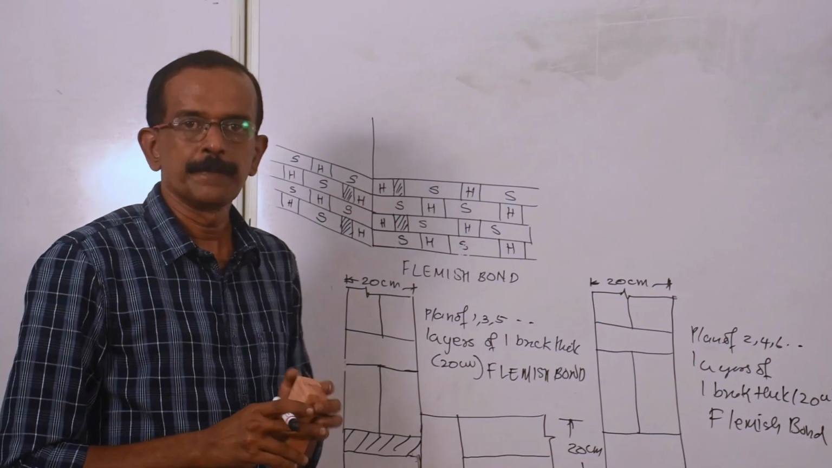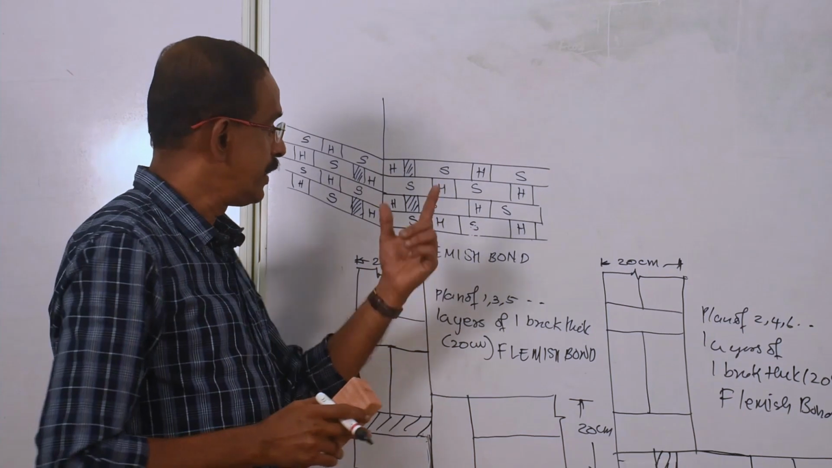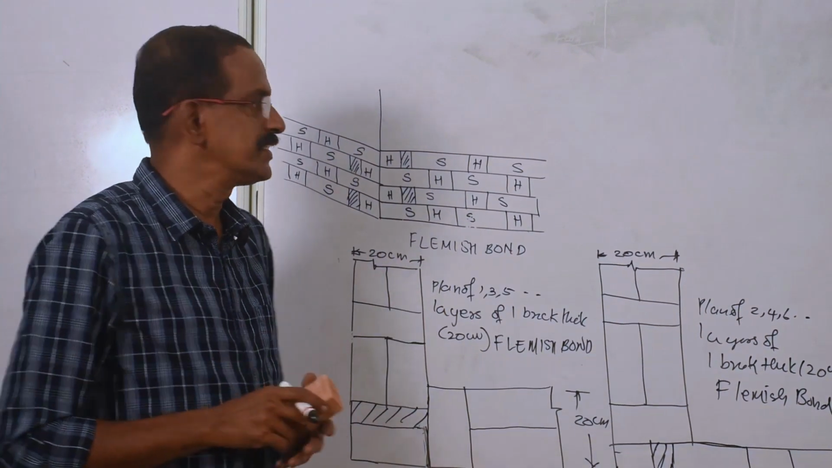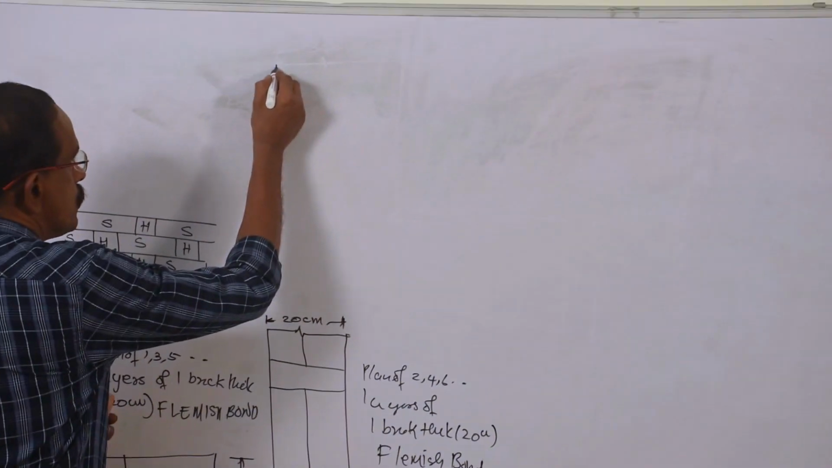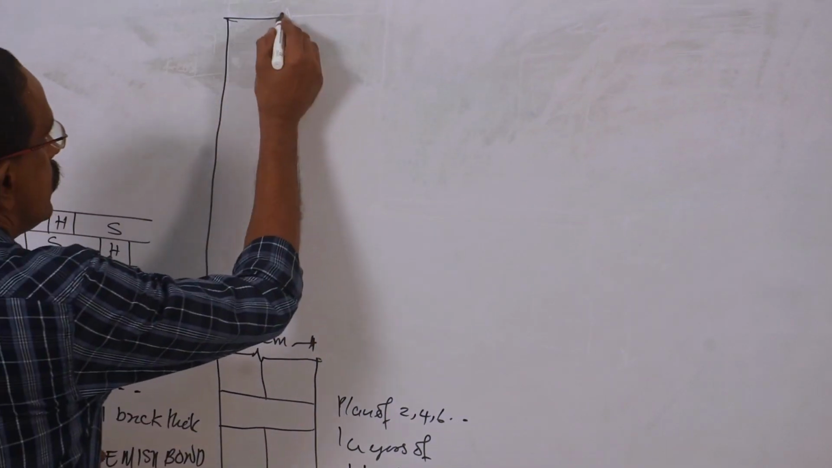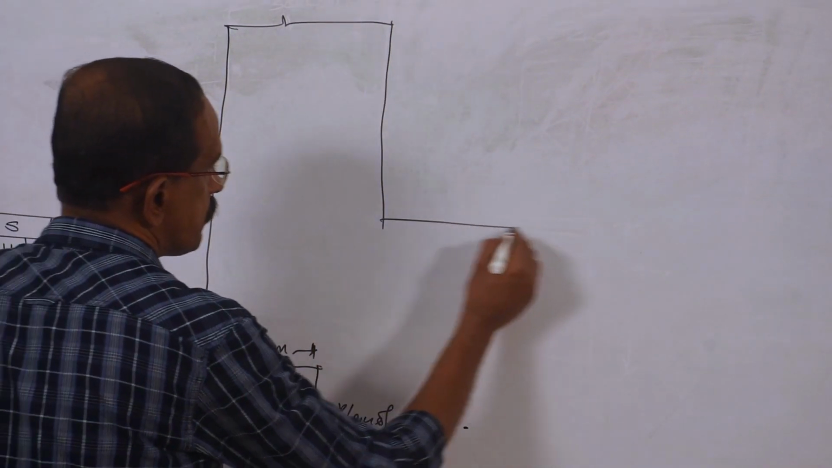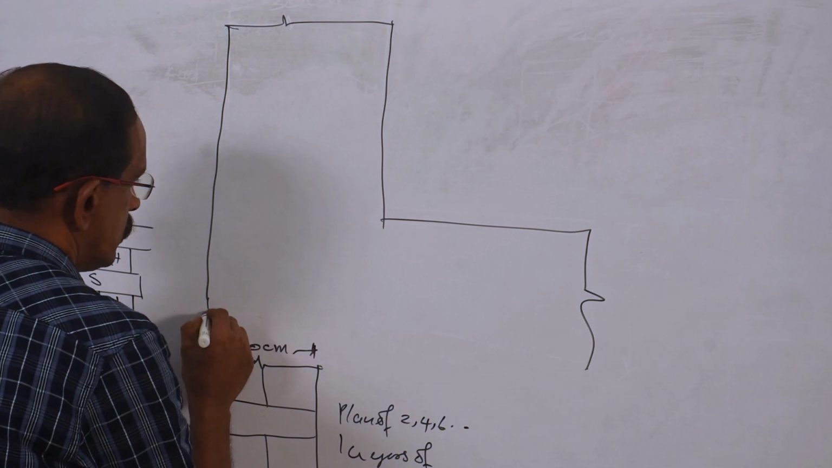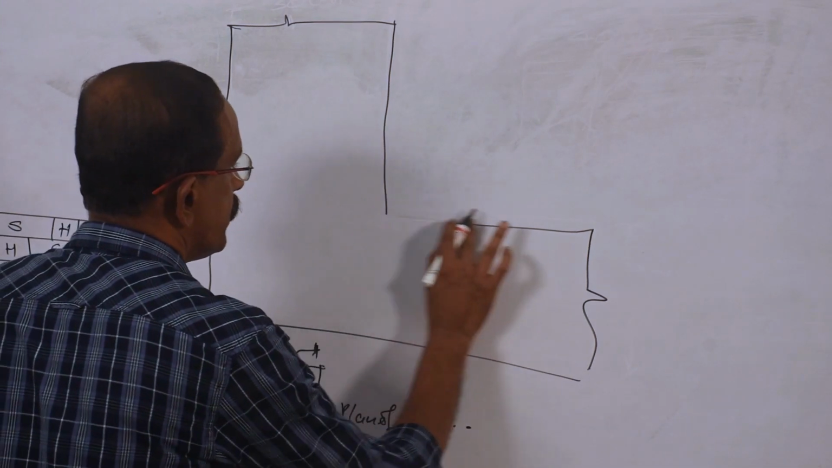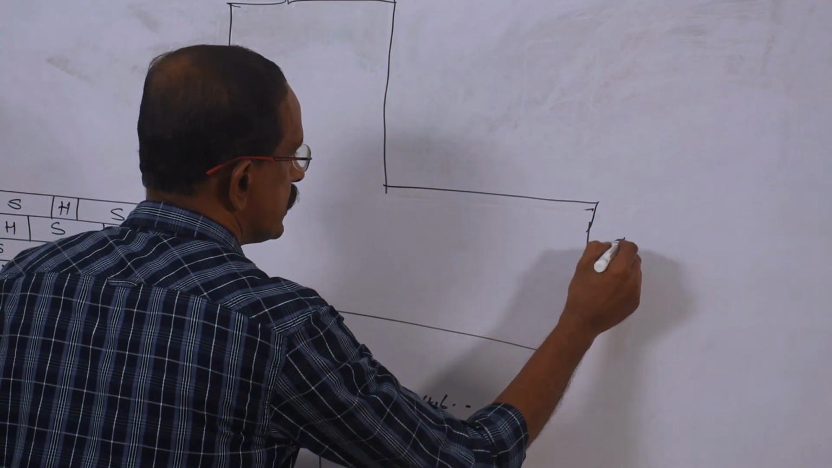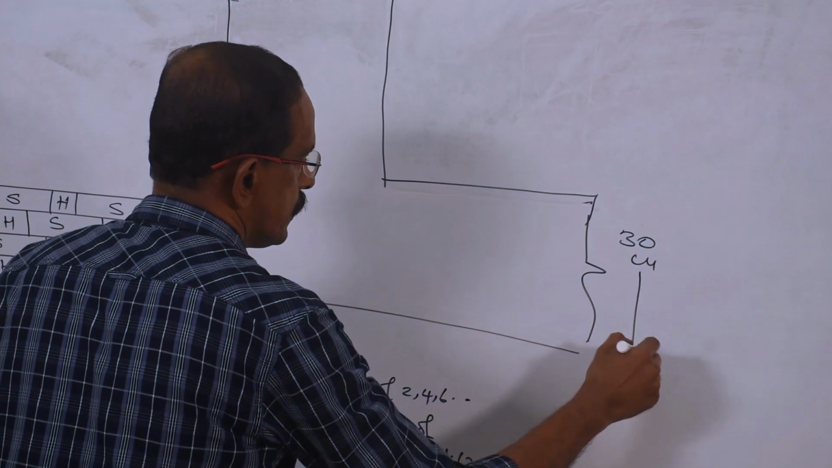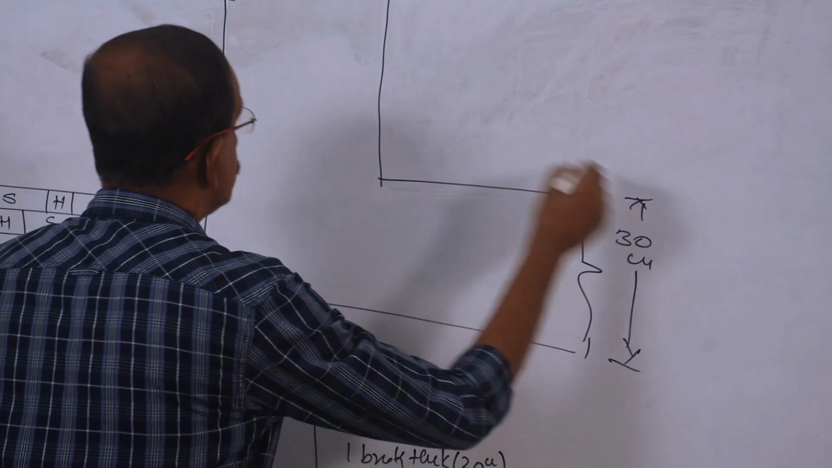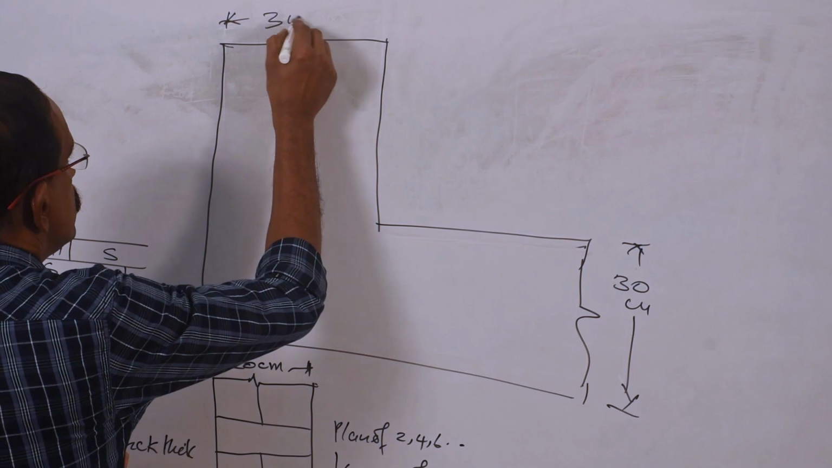Now next is 30 centimeter. Elevation will be the same, only the thickness is increasing. So as usual, draw two parallel lines at 3 centimeter gap in both directions like this and mark it clearly: 30 centimeters. This side 30, this side also 30.